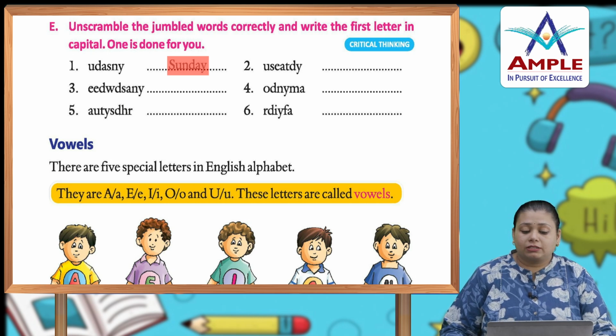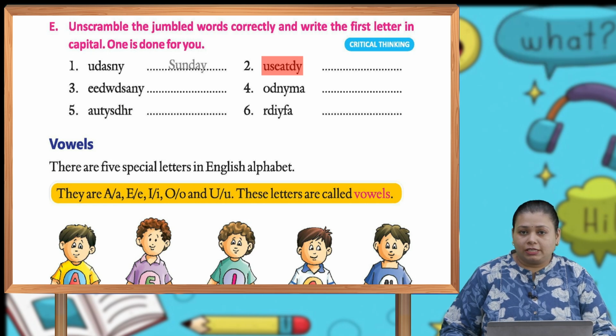Okay. In number 2, it's USEATDY. Okay, it's Tuesday. TUESDAY, Tuesday. Okay. In that you have to write T as a capital letter. Start the name with a capital letter.